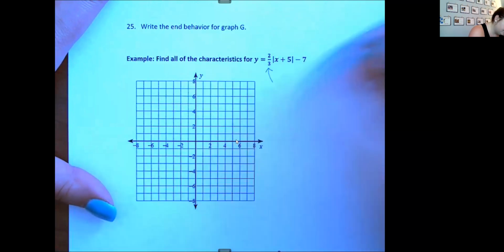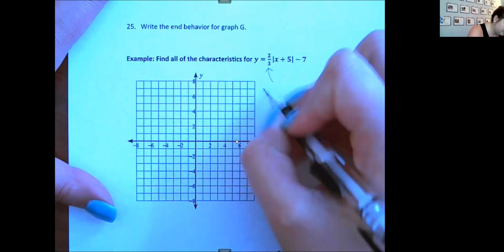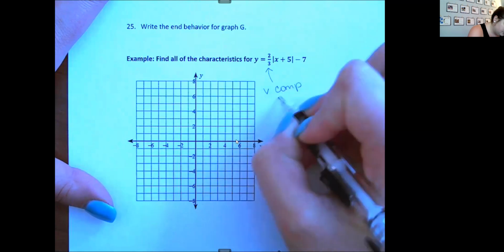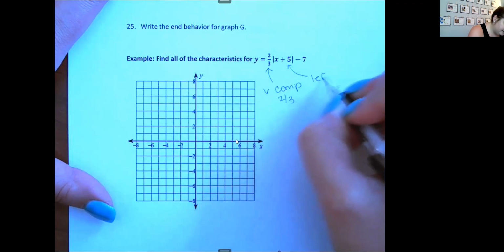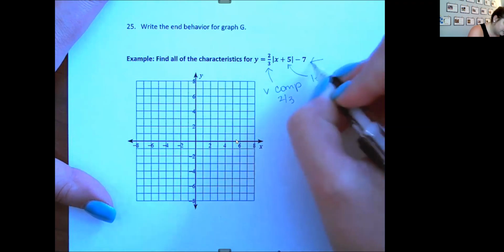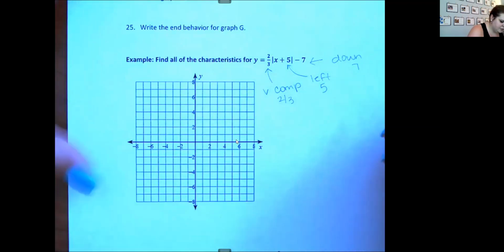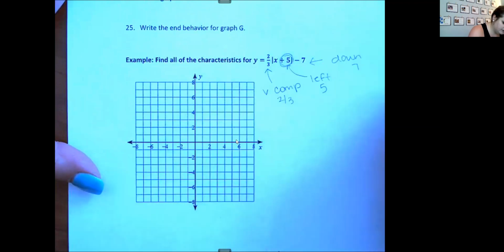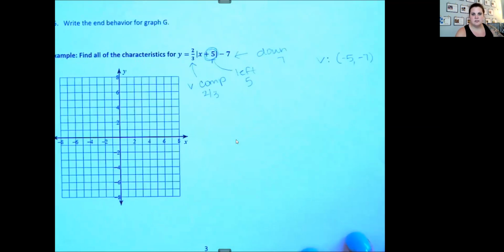The 2/3 in the front, 2/3 is smaller than 1, so that's a compression. So this is a vertical compression of 2/3. The graph has gone to the left 5 and down 7. And I can go ahead and state the vertex because I already know what it is. So the vertex would be the opposite of this number, so -5 and then -7. Sorry, I wrote that where you couldn't see it. Vertex is -5, -7.